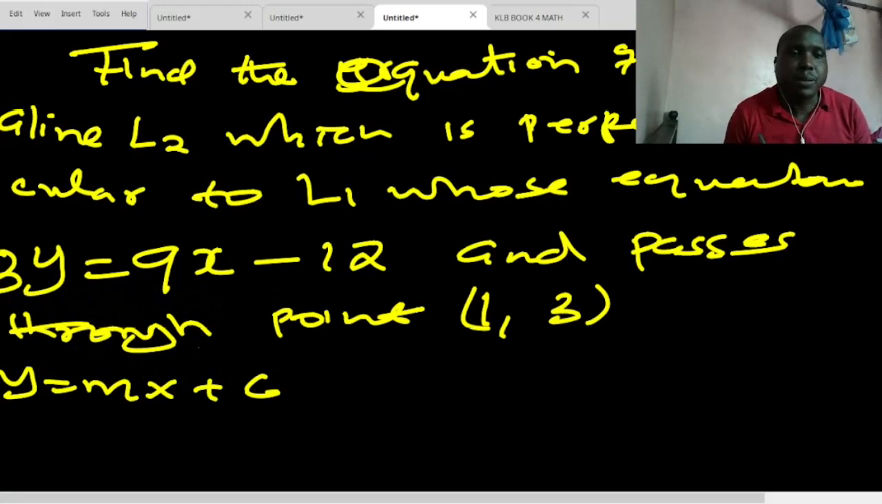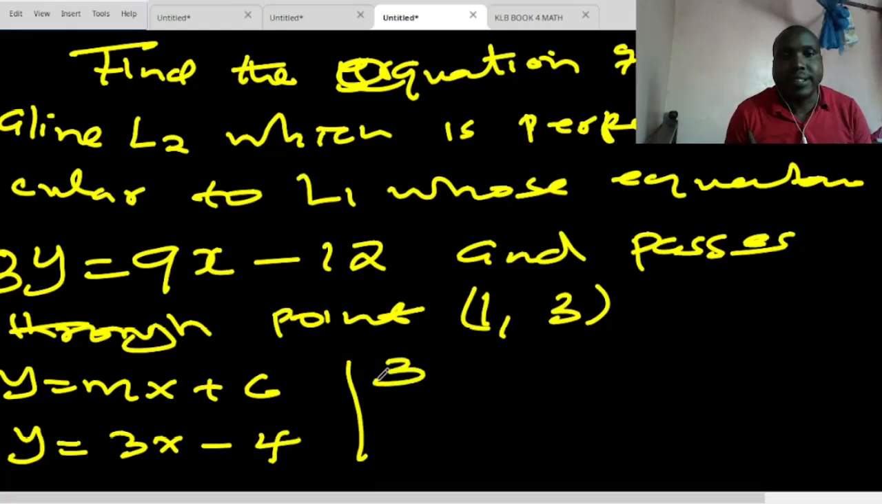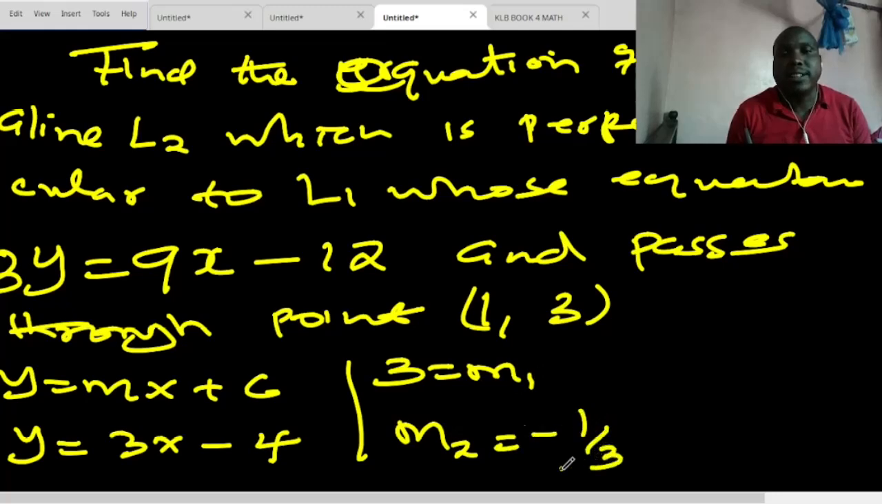What we do, we divide by 3 every term. So we are going to have y = 3x - 4. So the gradient is 3. So M1 is equal to 3. Then M2 automatically is negative 1 over 3. You don't need to calculate. You just look at the first one, the second is automatic. Are we together? I hope so.